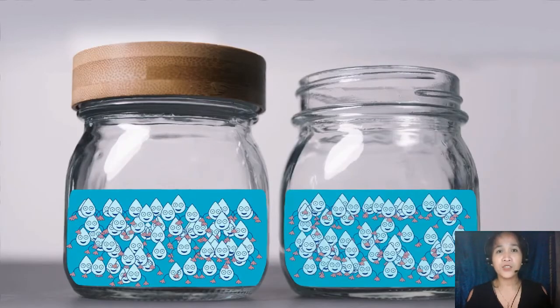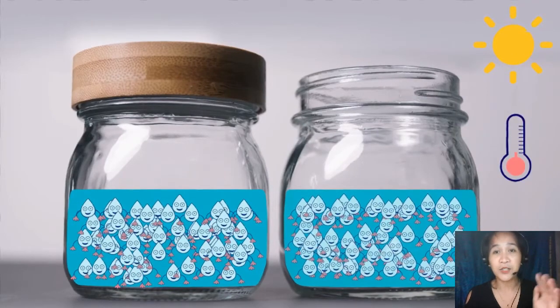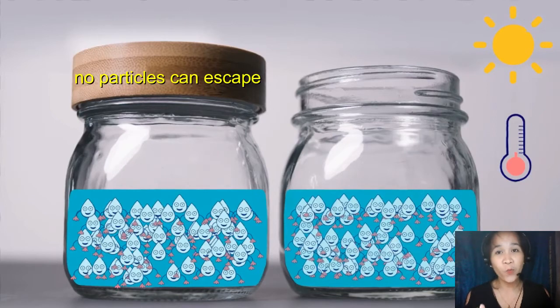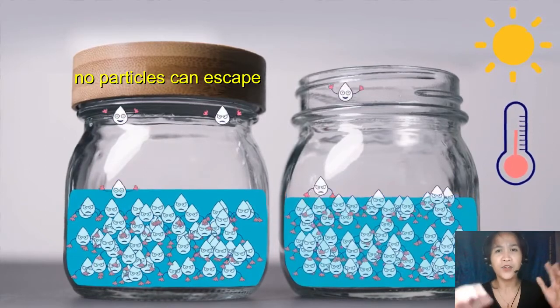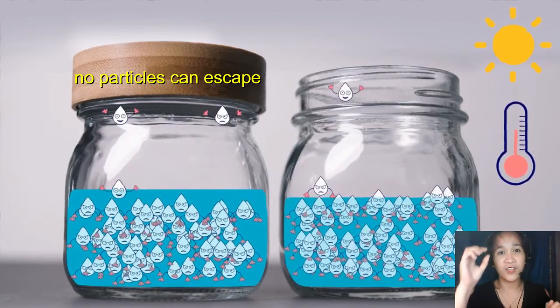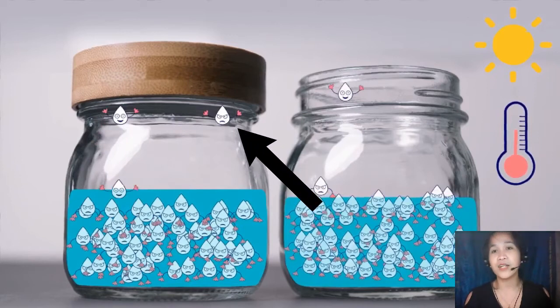So it is important to remember that evaporation of a liquid in a closed container is different from evaporation from an open container. In a closed container, guys, no particles can escape into the air outside the cover of the container. You may also have observed that there are droplets of water formed under the cover of the container. So evaporation still happens in a covered container.